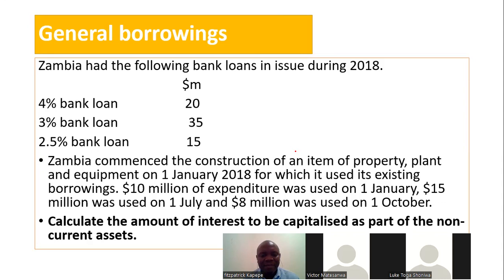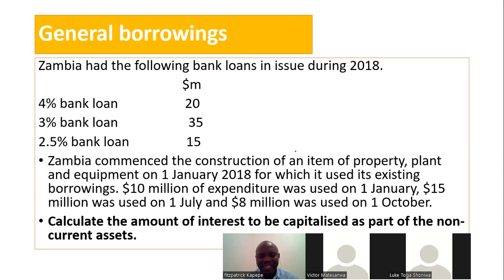The narrative reads, Zambia commenced the construction of an item of property, plant and equipment on 1st January 2018 for which it used its existing borrowings. $10 million of expenditure was used on 1st January. $15 million was used on 1st July. And $8 million was used on 1st October. So we have 10 million, 15 million, and 8 million.